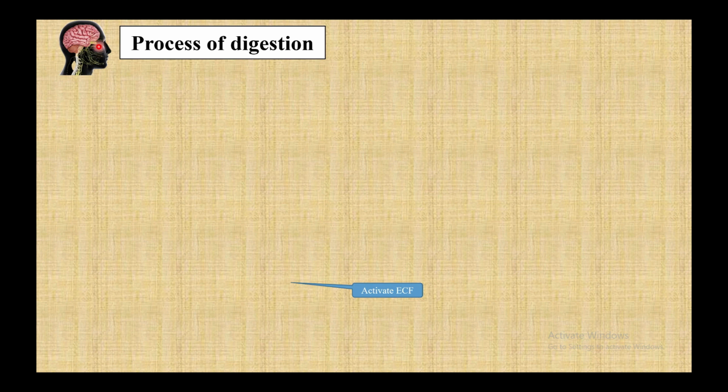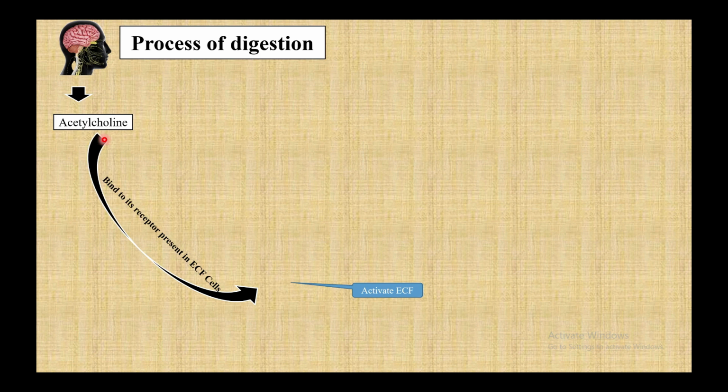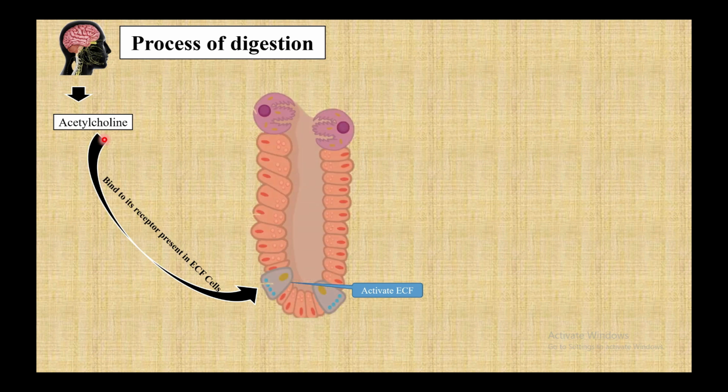Now it's time for digestion. So this central nervous system will get activated, and it will produce an important neurotransmitter known as acetylcholine. Acetylcholine is one of the most important neurotransmitters produced by the central nervous system. So this central nervous system will produce the neurotransmitter called acetylcholine, and this acetylcholine will bind to the receptor present in this gastric pit.